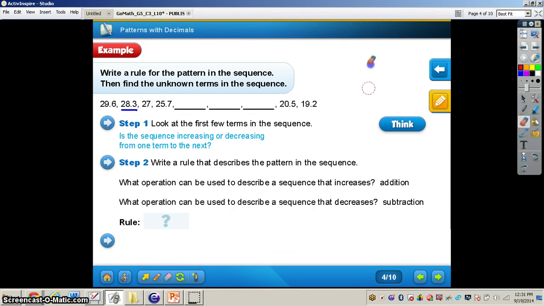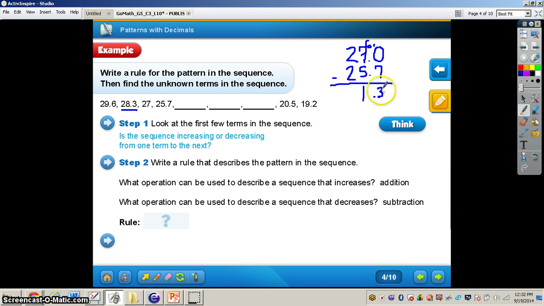So now what we need to do, 28 and 3/10 minus 27. We'll just put our decimal point there, put a 0. You can see here 3 minus 0 is 3. 8 minus 7 is 1, so that's 3/10. Now you can see after that I took 27 and subtracted 25 and 7/10 right up here. Once again, 1 and 3/10.